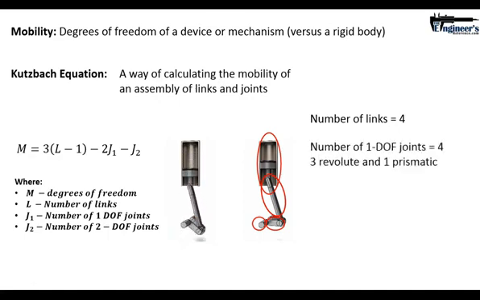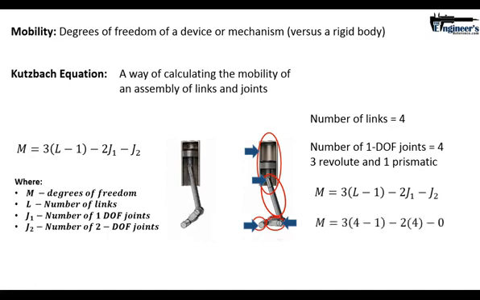So we have a number of lower pair joints, which is 4. There are 4 lower pair joints, so there are no cams, there's no gearing going on here. So we've got 3 revolute joints, and then 1 prismatic joint, which is the actual piston sliding up and down the inside of the chamber. So we have no higher pair joints. If we apply that to this Kutzbach equation, we've got 3 times 4 links minus 1, minus 2 times the 4 lower pair joints, and we've got no higher pair joints.